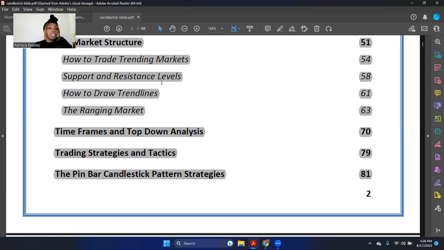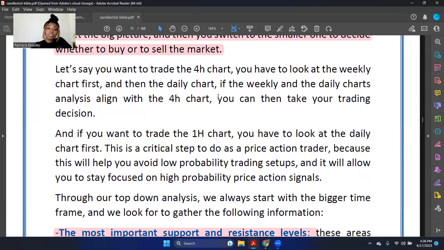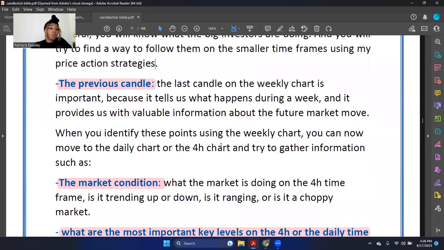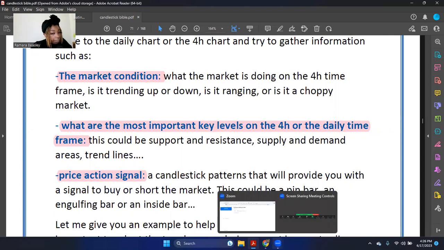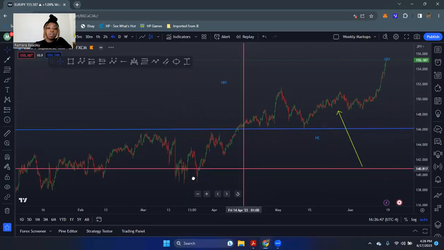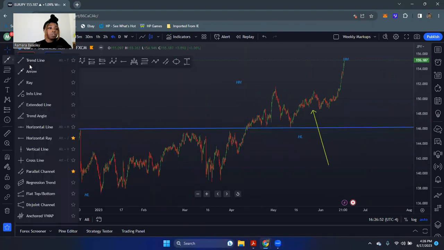All right, so we're going to do that support and resistance level. If you need to refer back, go back to page 58 again. But since we've already talked about it in the previous video, we're not going to. So we need to find the most important key levels on the 4-hour in this case. So on our 4-hour, let's find our support and resistance ones.